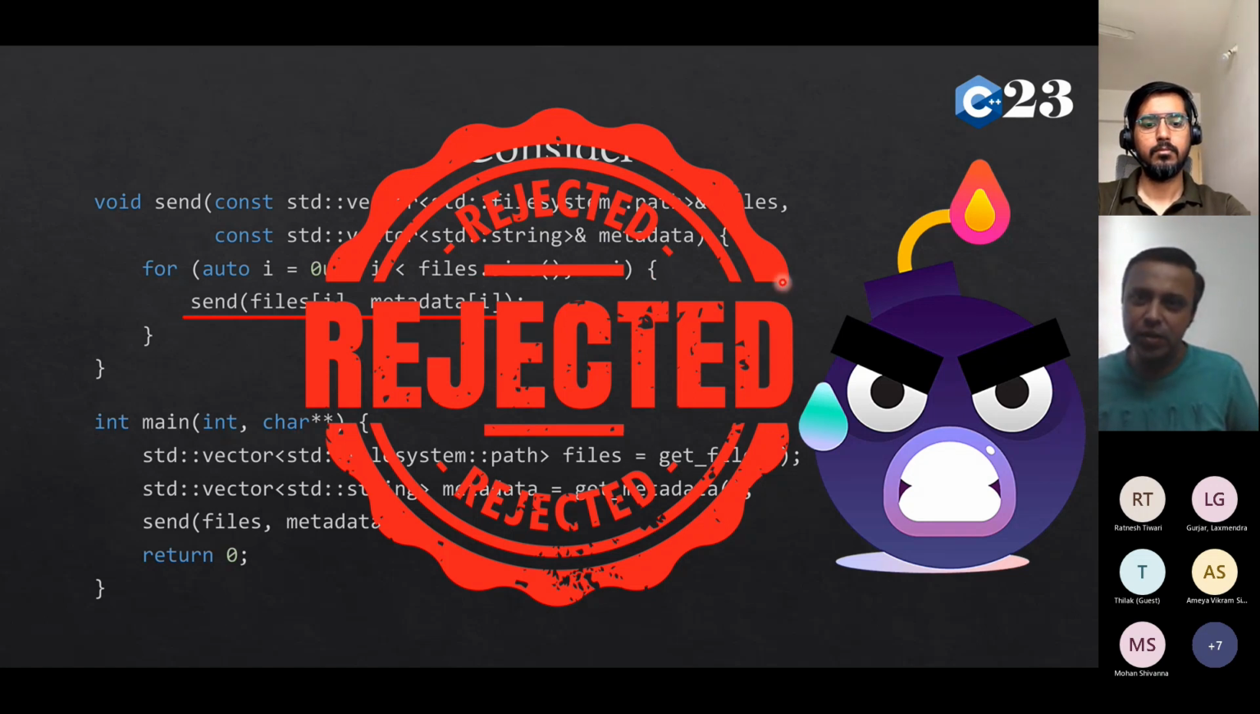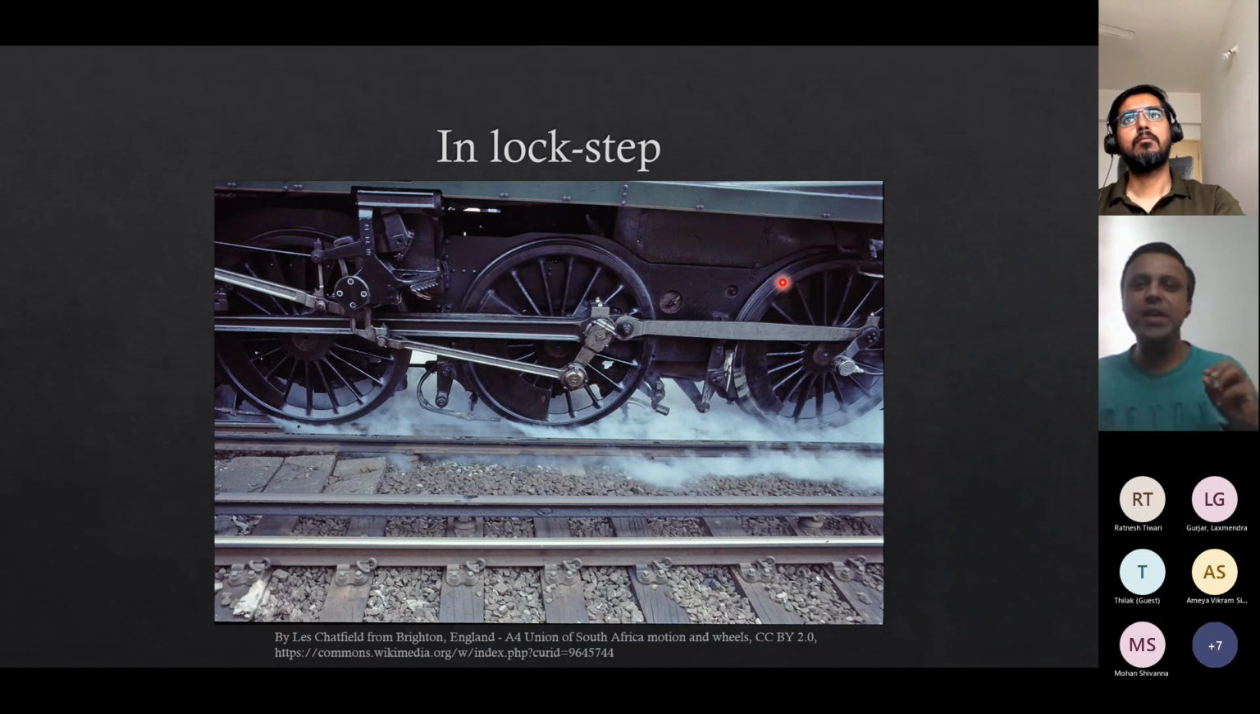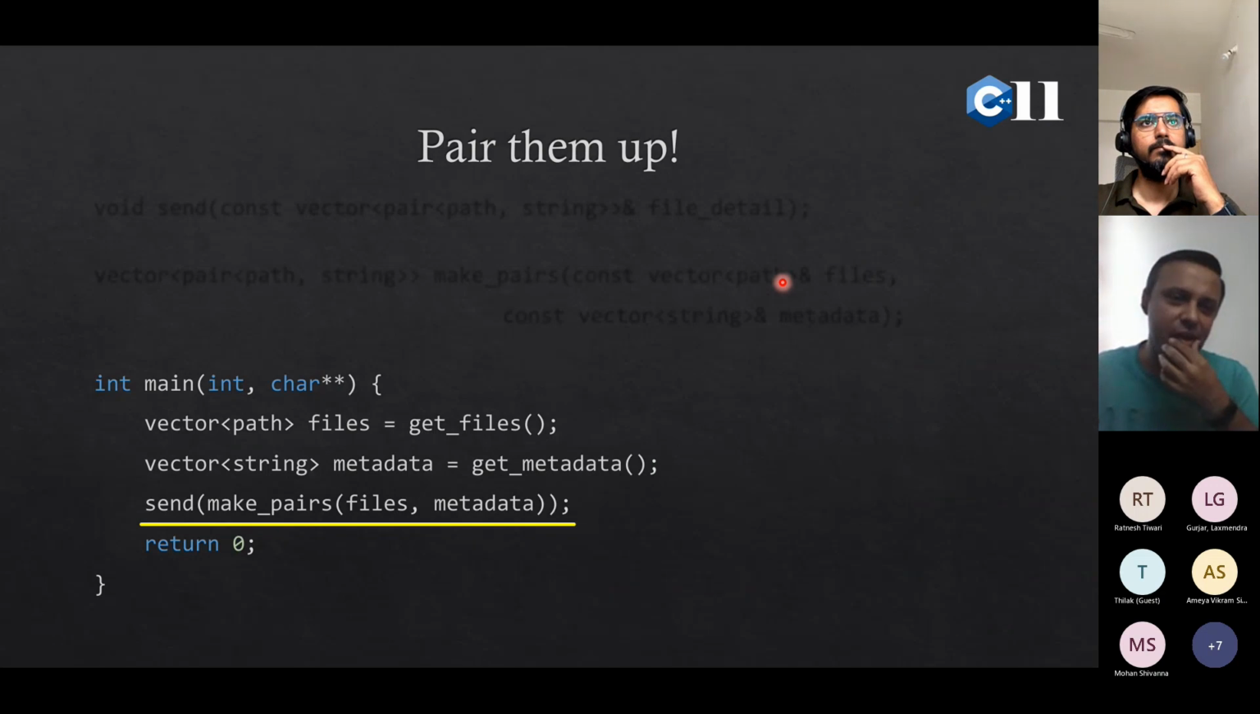Okay, and why? Because really, what we want is to express the intent. Here, we don't want the files to move independently of the metadata, or both of them to be out of step. Really, we need them to be in lockstep and both to move together. They are pretty much tied to each other. So what's the idea? Let's pair them up. We can ask for the pairs to be made out of the files and metadata.